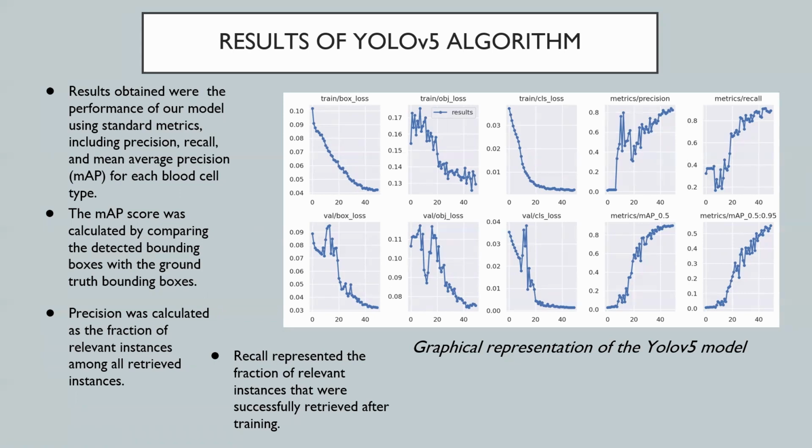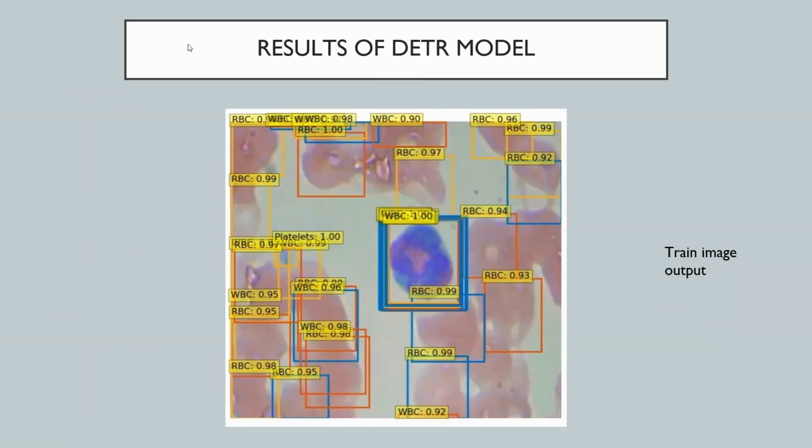The graph shows that after 50 iterations of the model, the IOU score is 0.88, and this score consistently rises whenever the loss takes a dip. The MAP score is calculated by comparing the detected bounding boxes with ground truth bounding boxes. Here in DETR results, the predicted blood cell types are visualized by overlaying the bounding boxes on the input images. This is the training image output.